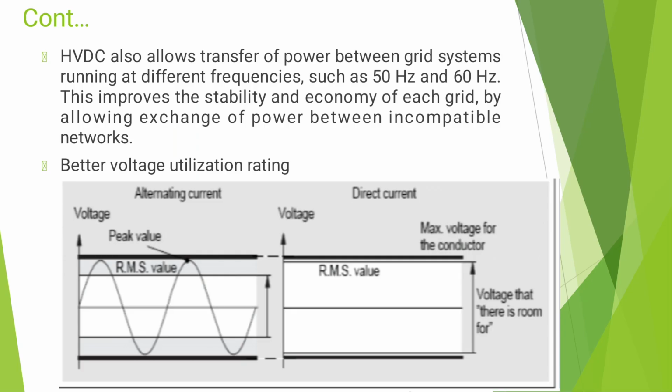And if you observe this graph, here HVDC allows transfer of power between grid systems. These grid systems are running at different frequencies. One is operating at 50 Hz, another power system is operating at 60 Hz. That means two power systems are operating with two different frequencies. This is called as asynchronous interconnection. Asynchronous interconnection is possible in HVDC system. That means it improves the stability and economy of the grid also, and it improves the voltage utilization rating also.